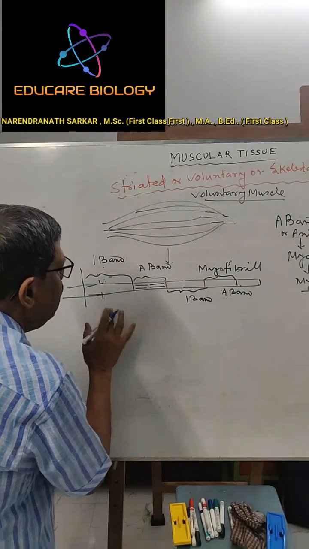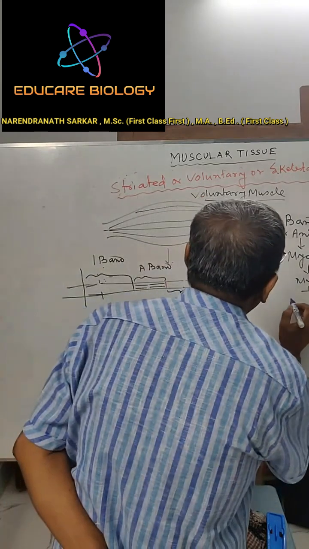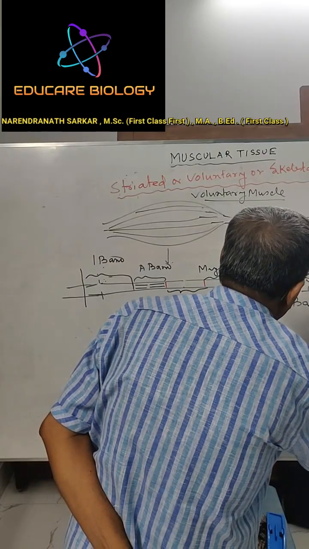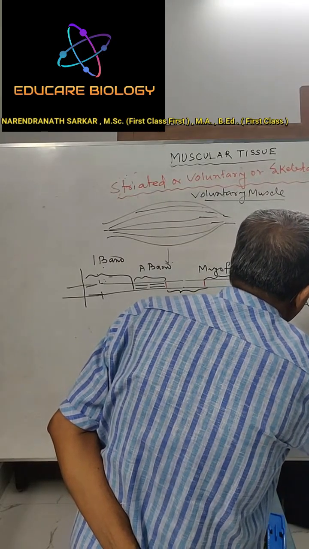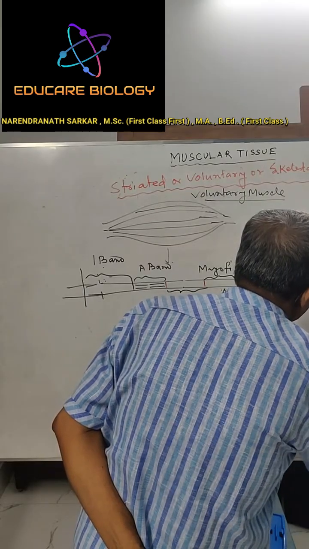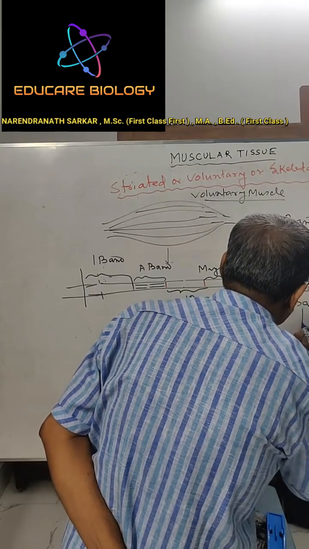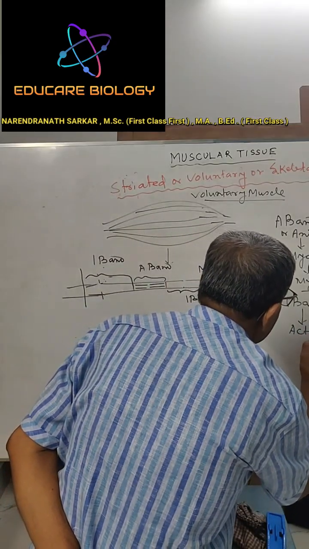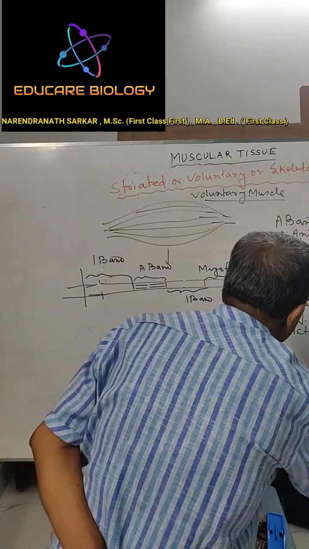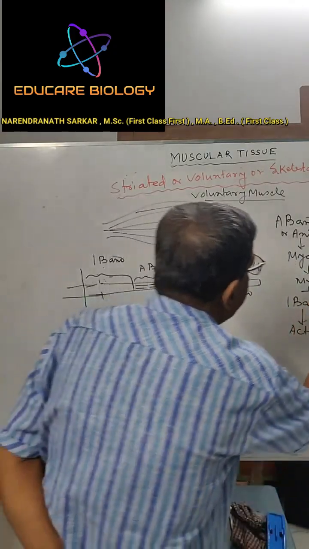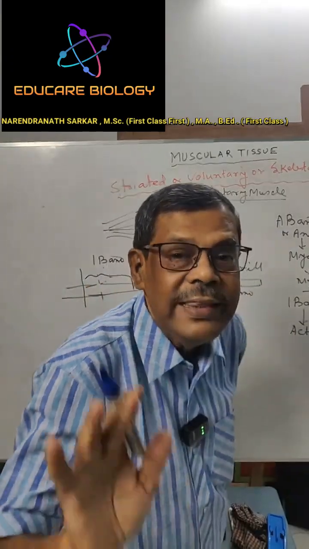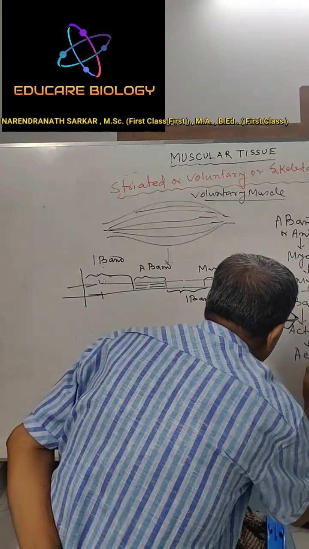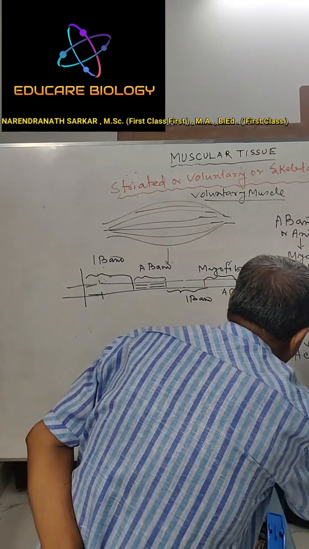Next, A band, I band. There is the isotropic or light band, which is composed of actin filament or thin filament. Myosin filament is also called thick filament. Actin filament is composed of actin protein.